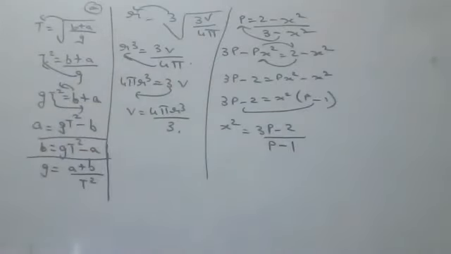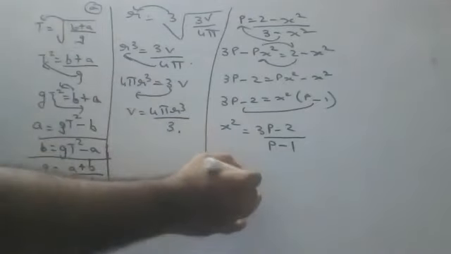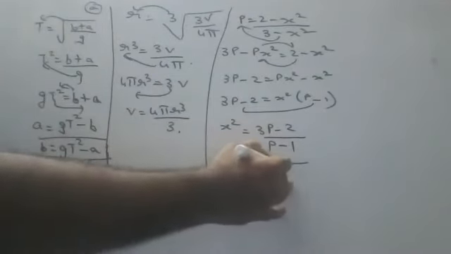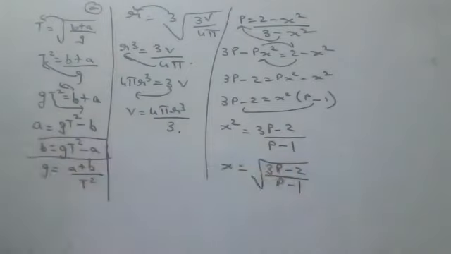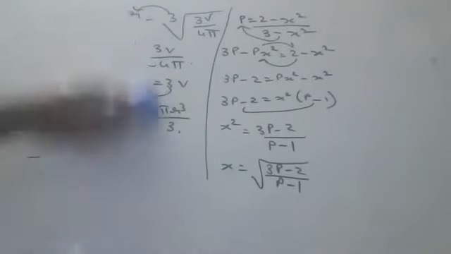Now x is equal to, only x should be there. x is equal to root of (3p minus 2 by p minus 1). Very good. You should try. Last one, who will say? Neeraj.